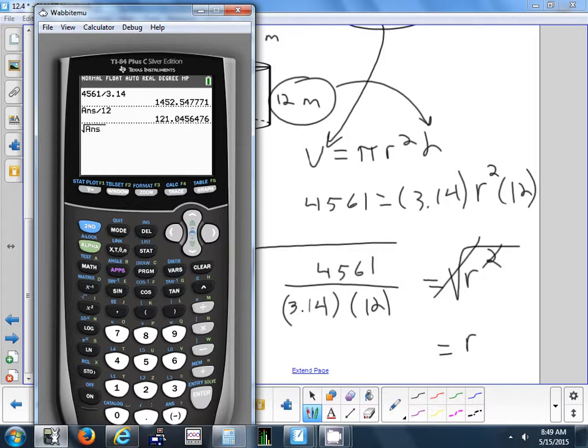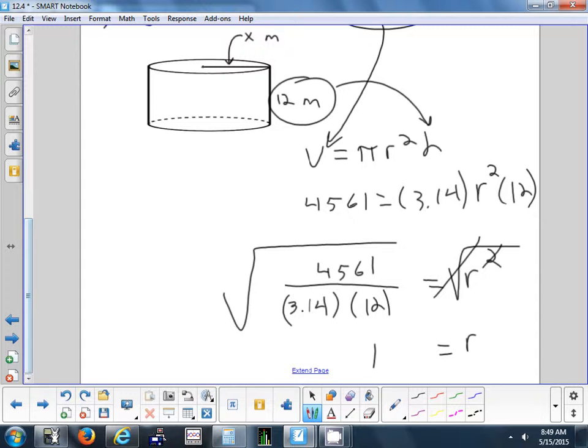Okay. And what I can do, so I don't have to type in 121.0456, I can just take the square root of the last answer that was on the screen. You can do that on my calculator as well. Okay, so it comes out to almost exactly 11. So it's 11.0 meters.